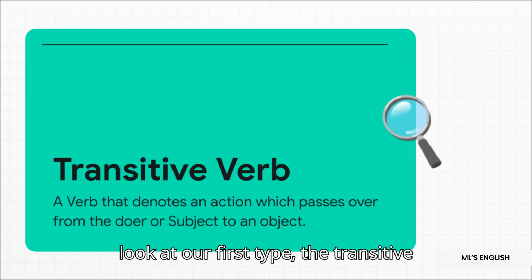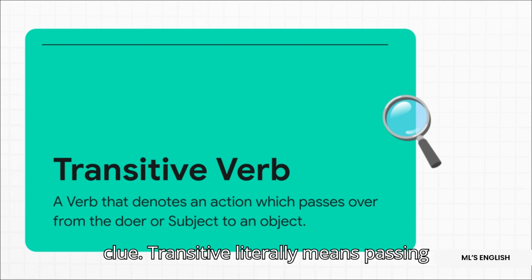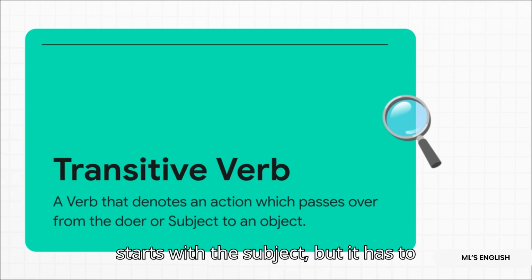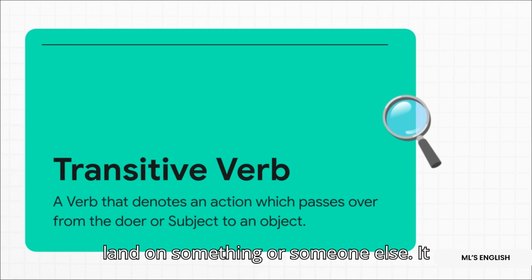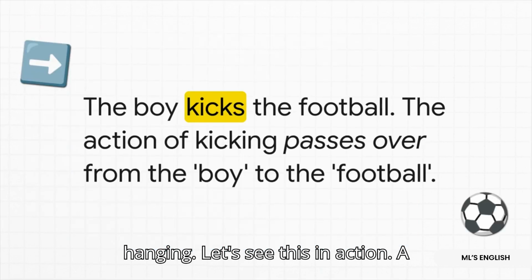So let's look at our first type, the transitive verb. The name itself is a huge clue. Transitive literally means passing over. This is a verb where the action starts with the subject, but it has to land on something or someone else. It needs a receiver. It can't just be left hanging. Let's see this in action.